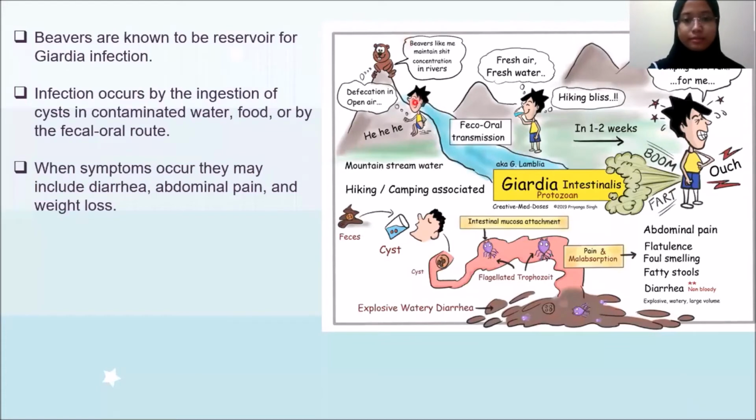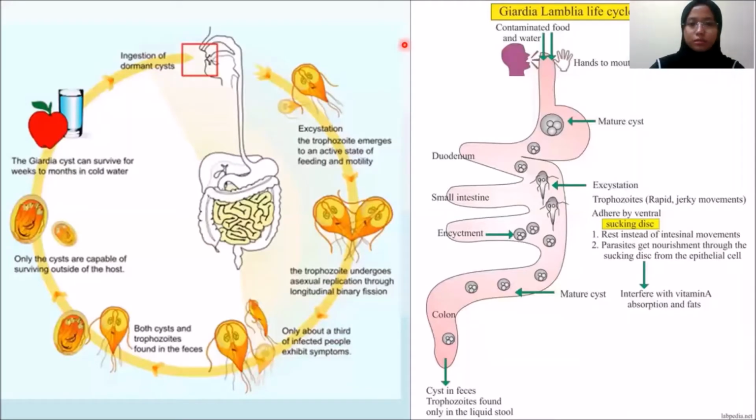Another route is when the boy defecates in open air, the soil and the water are known to be contaminated by the cysts. If the boy touches the soil or the water and does not wash his hands properly, it can also cause the infection of Giardia. Infection occurs by the ingestion of cysts in contaminated food or water, or by the fecal-oral route.